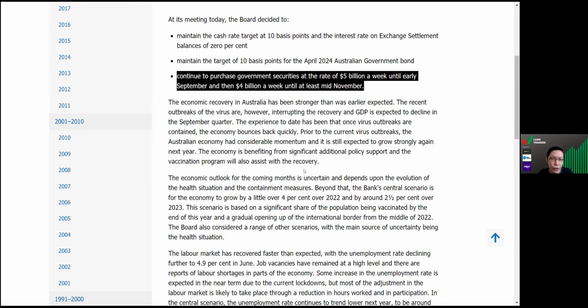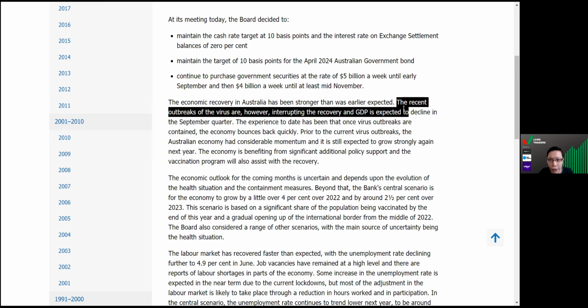So they decided to continue with this whole plan, with QE tapering. Does that mean that they actually downplay the recent spike in COVID cases? Not really, actually. Well, I would say to a certain extent, yes. The central bank actually acknowledges that the recent outbreaks of the virus are, however, interrupting the recovery, and GDP is expected to decline in the September quarter.